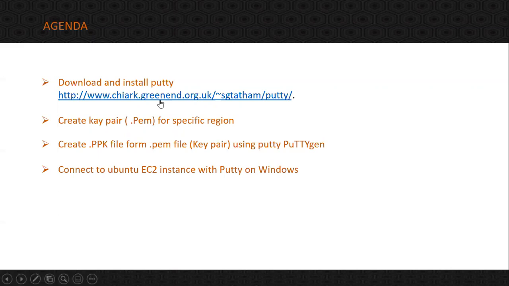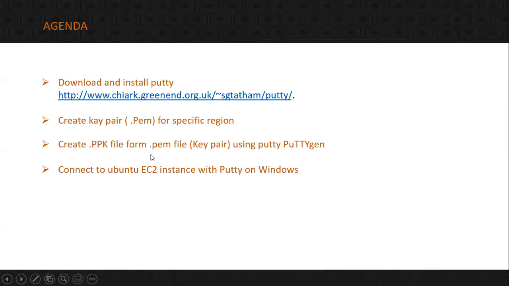First of all we will download the Putty installer from this link, and then we will install Putty on this system. After the successful installation, we will go to the AWS web console, and from the web console we will go to the EC2 instance dashboard, and from there we will create the key pair values, that is the PEM file, to access any EC2 instance using the SSH protocol.